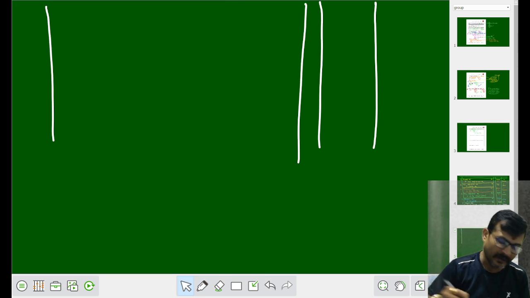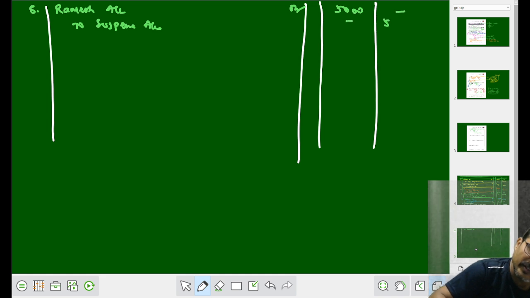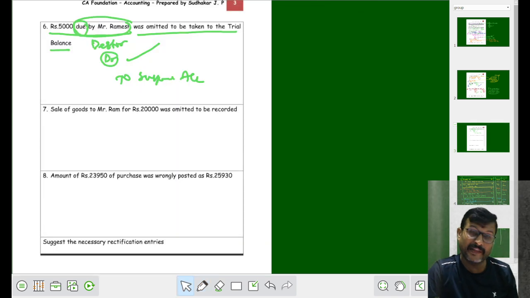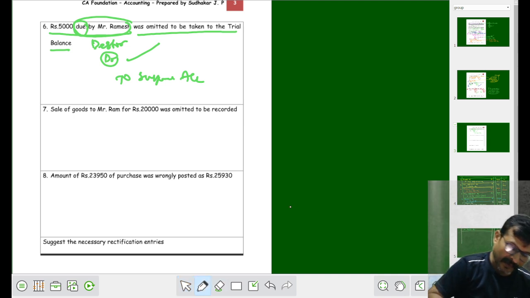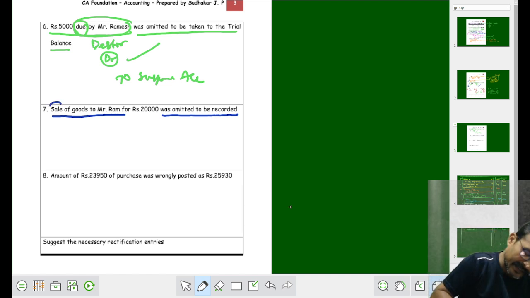Now your entry will be Ramesh account debit to suspense account, 5,000, 5,000, being due from Ramesh is now recorded. Fine. What happened? The next transaction. Sale of goods to Ram omitted to be recorded. You sold the goods to Ram, not recorded. Sale means what? Income. Income is to be what?